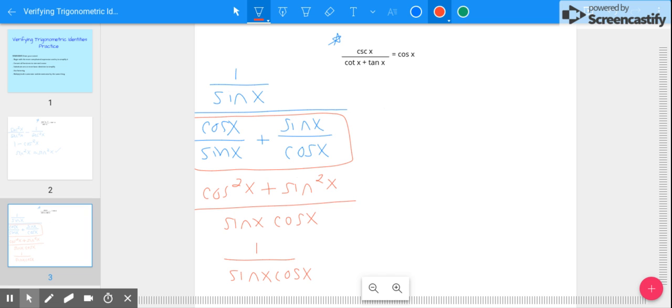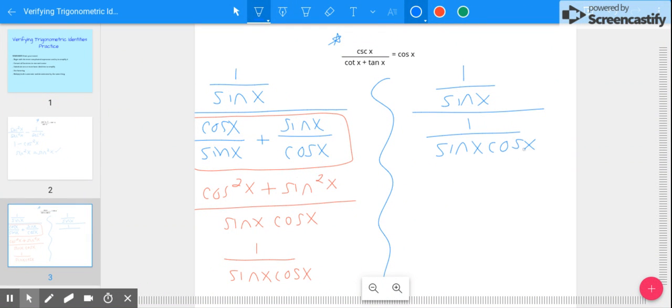So if I bring everything back together, we've got 1 over sine x in the numerator, and our now more cleaned up version of the denominator is 1 over sine x cosine x. At this point, we don't like a fraction within a fraction, so what we're going to do is take the numerator times the reciprocal of the denominator. So that puts the sine x, cosine x up top and the 1 on the bottom.